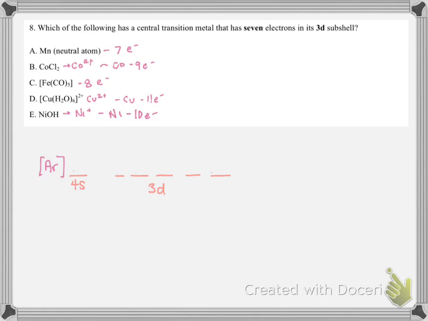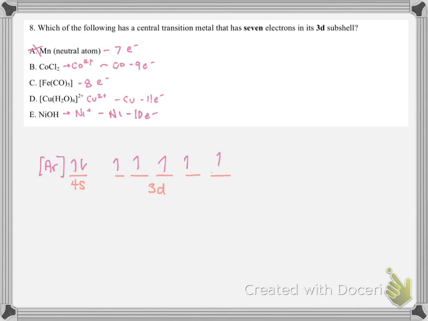So manganese is just our neutral metal. And we have 7 electrons that we need to draw in. So we have our argon core, and then we have 1, 2, 3, 4, 5, 6, 7 electrons. And we're just drawing for neutral manganese. So this would be the configuration, and we would have 5 d electrons. So that's not the correct answer.